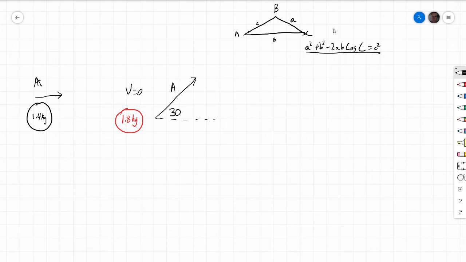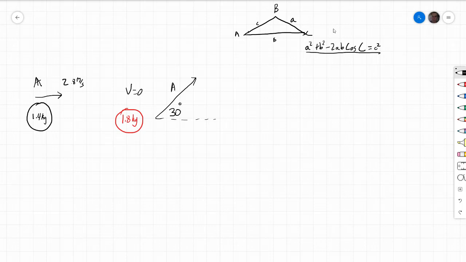Okay, so here's the problem. I have a 1.4 kilogram ball that's initially moving this way at, say, 2.8 meters per second. And it strikes a 1.8 kilogram ball that is initially at rest. As a result of this perfectly elastic collision, ball A moves up at 30 degrees to its original trajectory. I want to know the final speed and direction of balls A and B. So I want to know VA and I want to know VB after the collision.